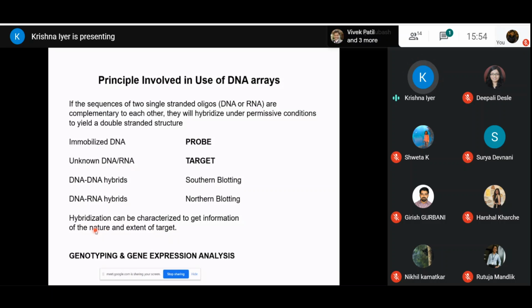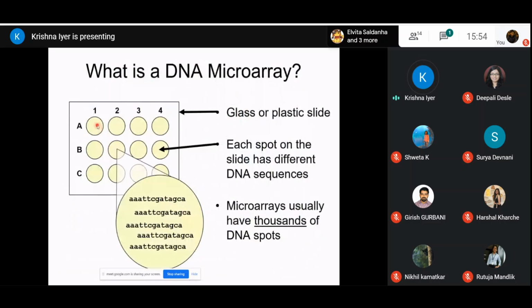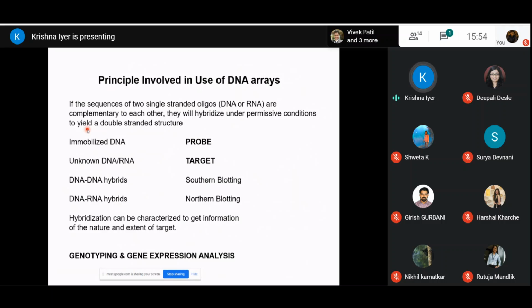Why nature of the target? Because if I find this is occurring at a specific spot here, because I know which DNA is here, then I know that the sample has something which is exactly complementary to that. So I get an idea of what is the nature of the target. And second, how many such events are occurring here will allow me to even quantify the number of targets which are present. And that is how we are able to do what is called gene expression analysis.